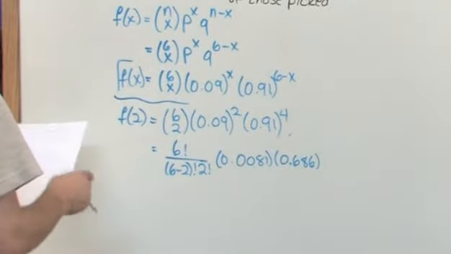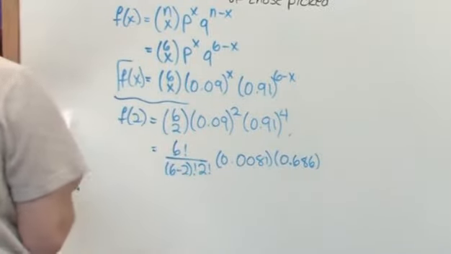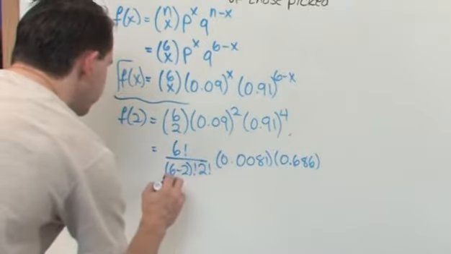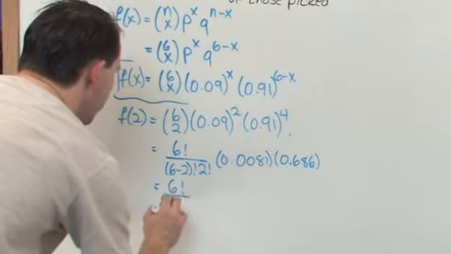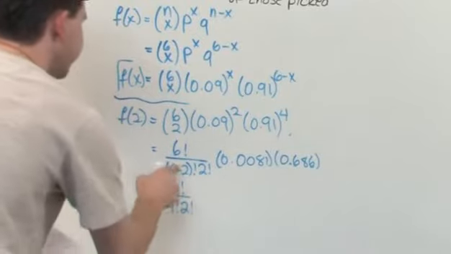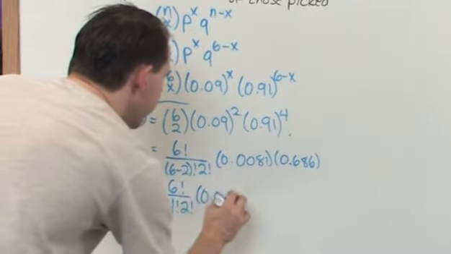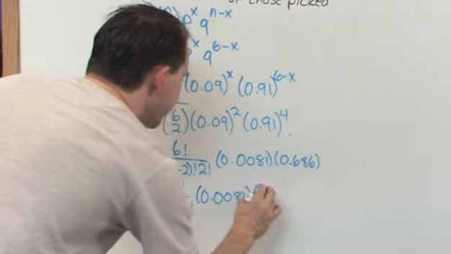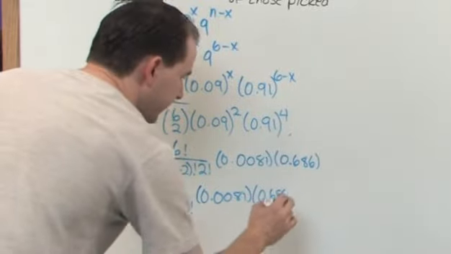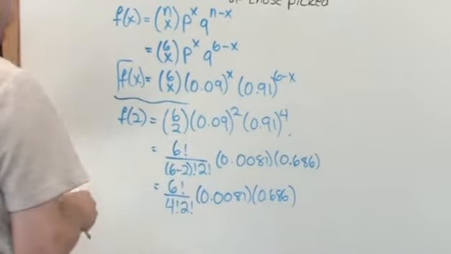Okay? And then what you're going to get here is 6 factorial over 4 factorial over 4 factorial times 2 factorial. Just the 6 minus 2 is really all I've done. And you're going to have the same stuff over here, 0.081, and you're going to have the same stuff over here, 686. Okay?